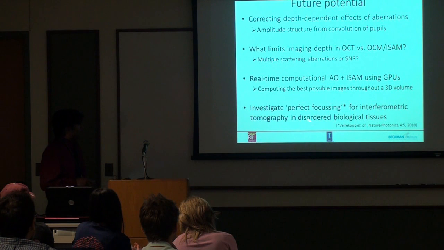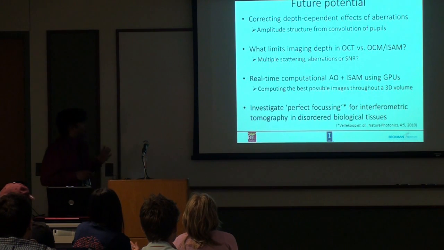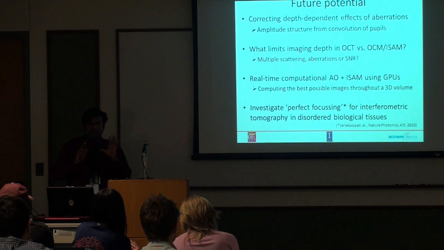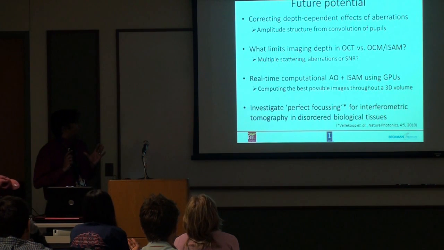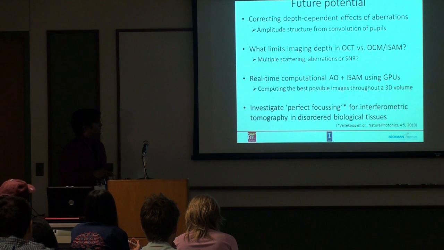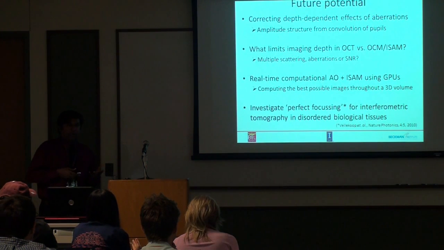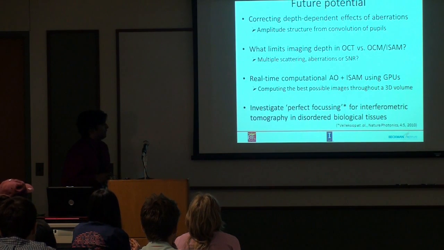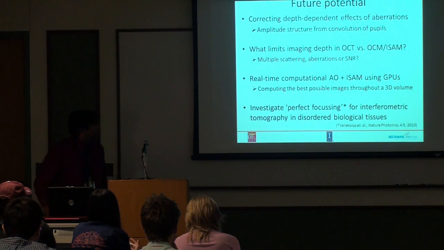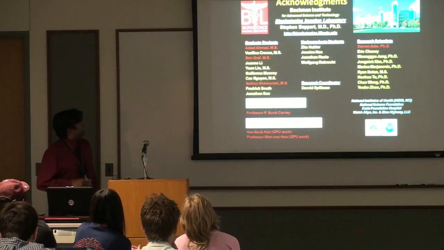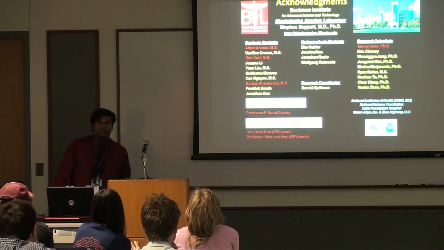And then finally, this is a very interesting and upcoming area in optical imaging. Instead of using a deformable mirror, if you now use an SLM, you have access to many, many elements to do wavefront shaping of the pupil. And certainly this is opening the way to some very interesting work. Now, in our computed pupil, we have access to 10^4 to 10^6 elements, which can be independently adjusted at will. So it will be really interesting to investigate this perfect focusing for interferometric tomography in disordered biological tissues. So with that, I'd like to close by acknowledging the people who have contributed to this work, and I'd be happy to take any questions.